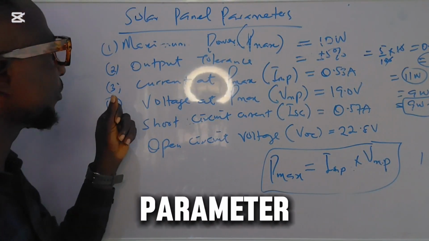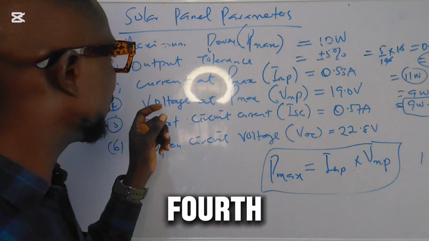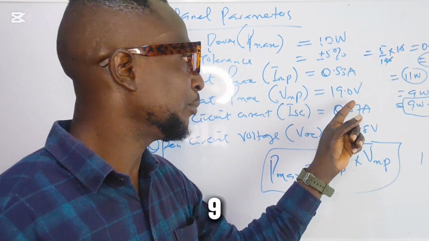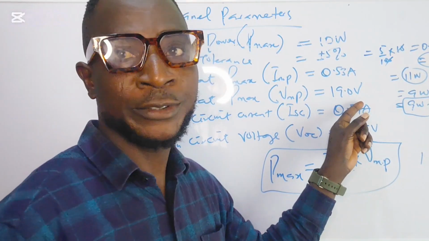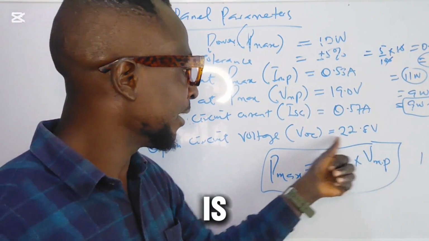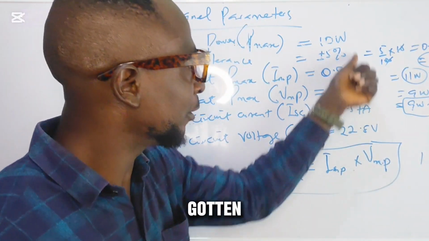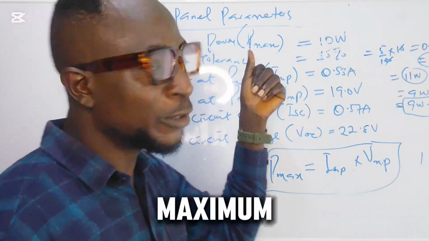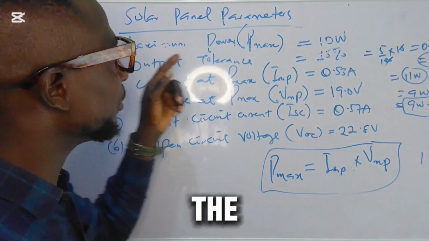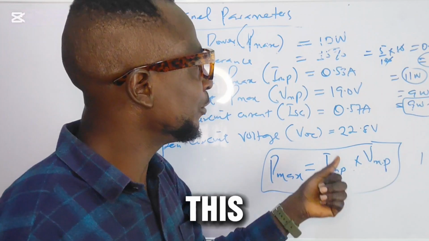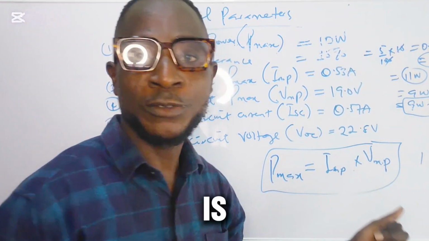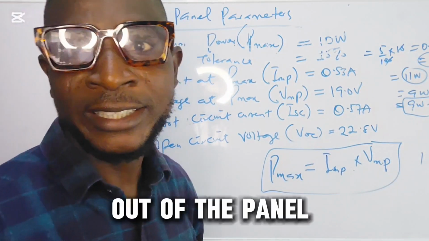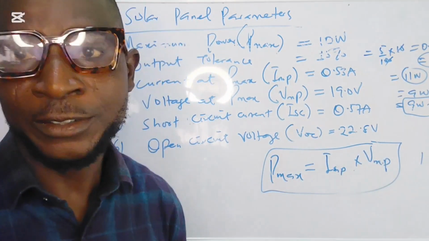The value given here is 0.53 amps. The fourth one is the voltage at Pmax, which we have as 19.0 volts. The voltage at Pmax is the voltage that will be gotten at maximum power. We said the maximum power is 10 watts. So the voltage at this value is what we call the Vmp. It is the highest voltage that can be gotten out of this solar panel.